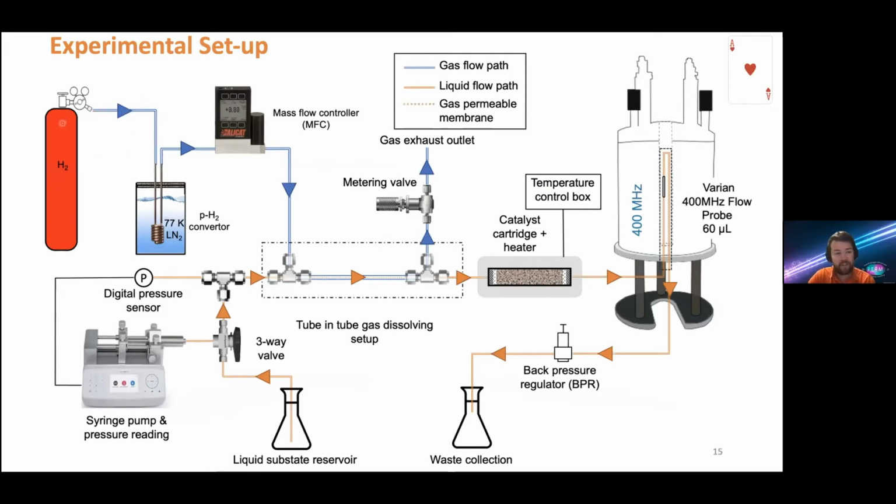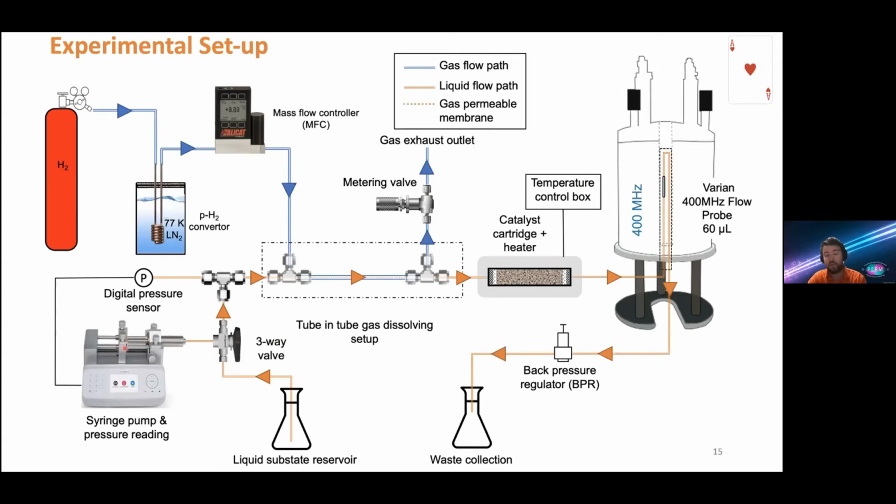First of all, the gas starts over here in the hydrogen cylinder, just a regular one, passes into the liquid nitrogen parahydrogen converter, the one that we all know and love, comes out through the mass flow controller into the tubing tube. This is where it dissolves into the liquid, out through a metering valve to the gas outlet, and the metering valve is set at a small flow rate, just so we provide fresh parahydrogen. The liquid is pulled into the syringe from a liquid substrate reservoir via a three-way valve.